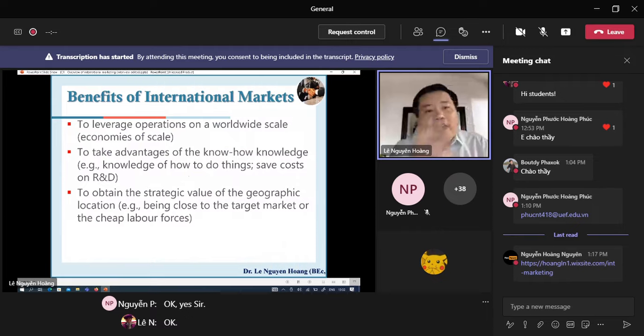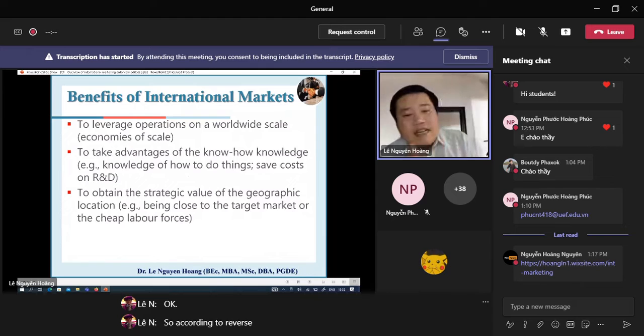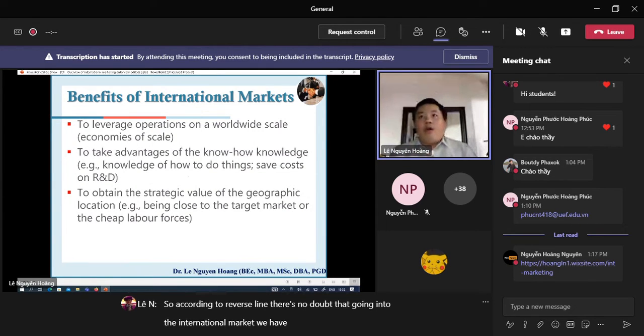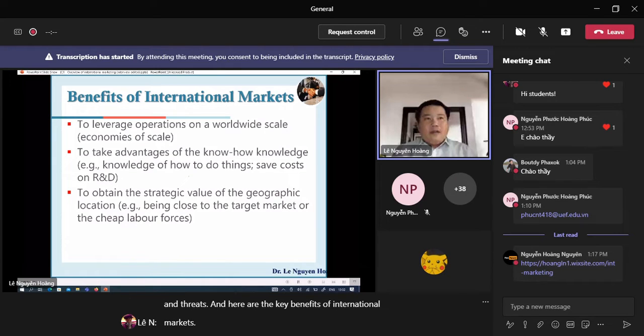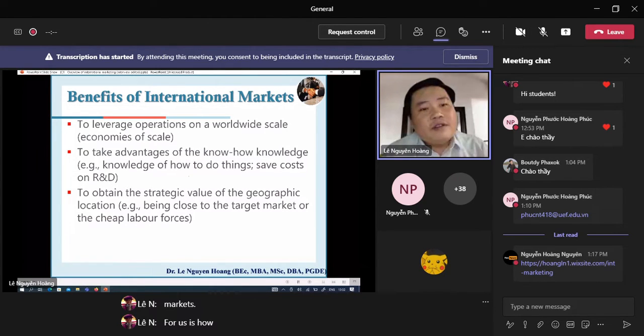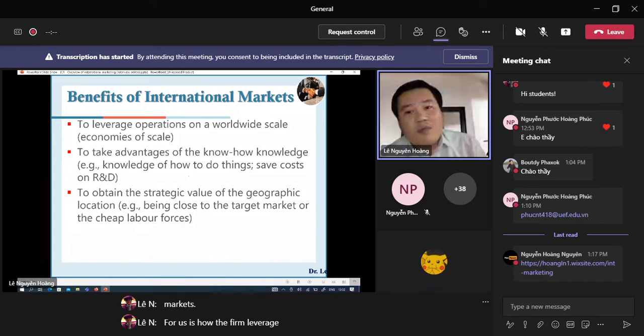So, according to the reverse line, there's no doubt that going to the international market will bring more opportunity than risk. And here are the key benefits of international markets. First, the firm can leverage operations on a worldwide scale, or we call it economy of scale.